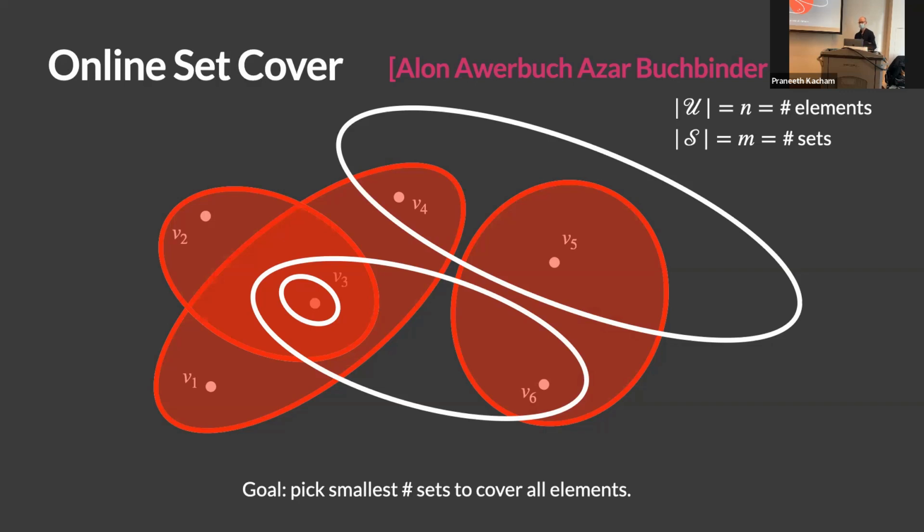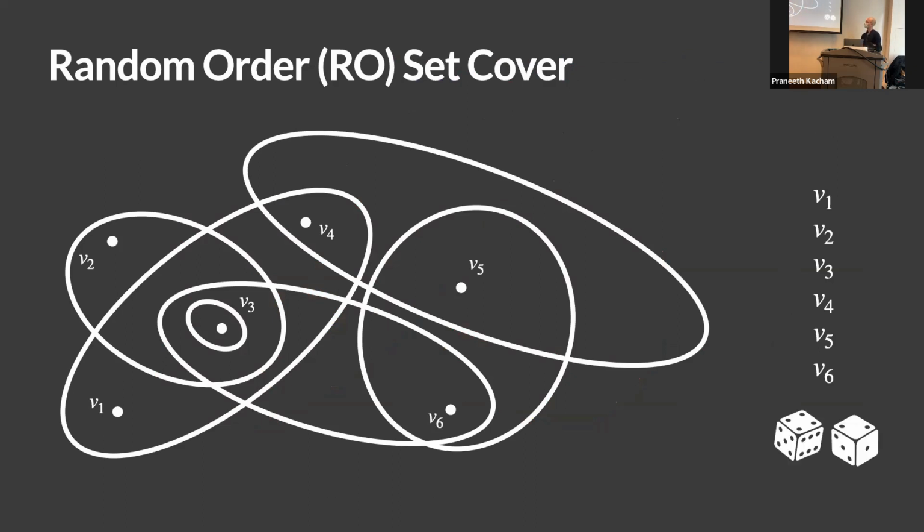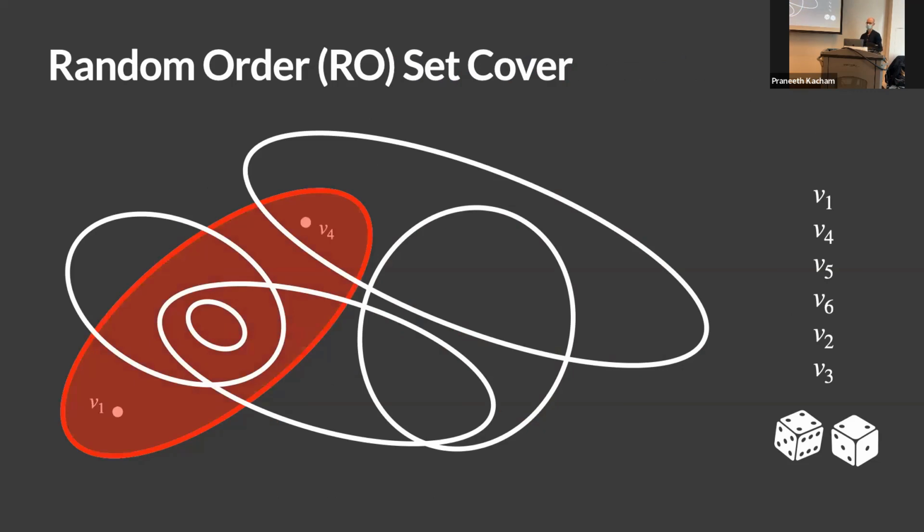Okay, so finally, what's the random order version? It's the same thing. We imagine that an adversary pre-selects this unknown element set. Only now we force the adversary to roll some dice and then reveal the elements in a uniformly random order. So maybe it rolls the dice, and this is the order that comes out: 1, 4, 5, 6, 2, 3. And now we play online set cover, but with this uniformly random order. So 1 shows up, we play the same game.